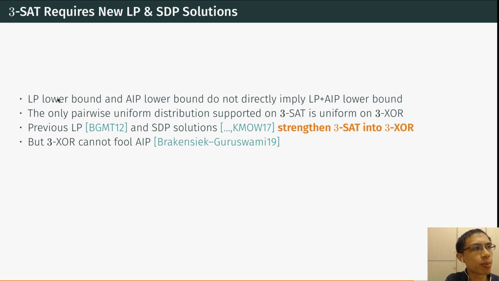Now the free set has both an LP lower bound and an AIP lower bound. It does not immediately give us any LP plus AIP lower bound. The reason is the following. The only pairwise uniform distribution supported on the free set is the uniform distribution on XOR. LP and SDP solutions in previous works assign this distribution to every constraint, strengthening every free set constraint into free XOR. But when every constraint is free XOR, AIP will refute the instance.